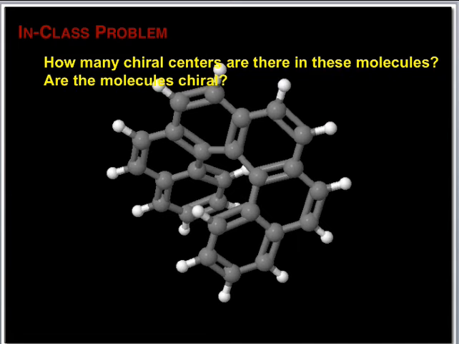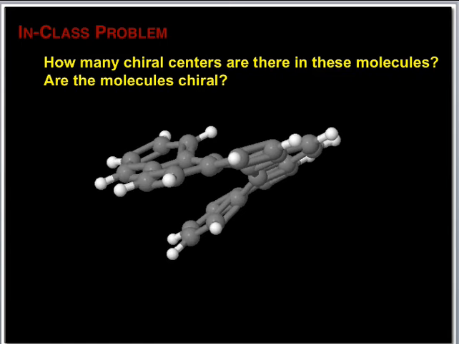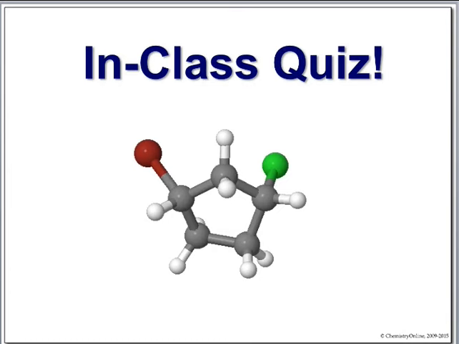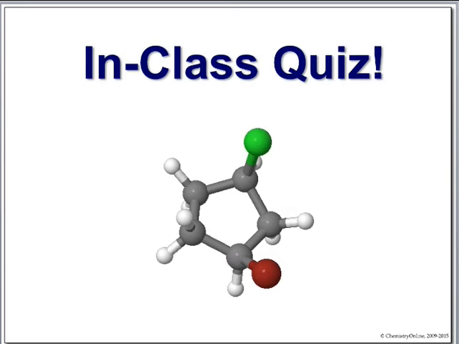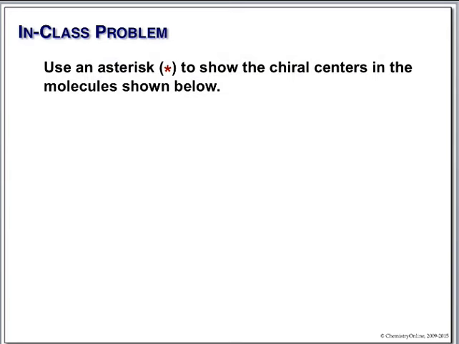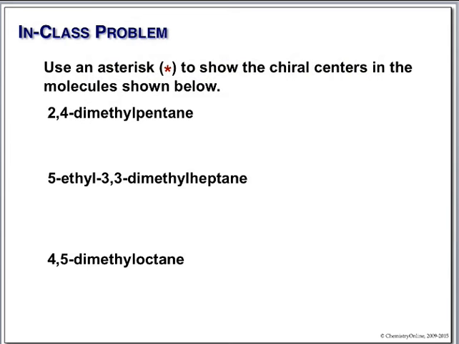All right, this is a lot. It is. Let's just do some quick practice problems. We'll call it a quiz, even though it's not really, but it will be. These are the kind of things that you might see on an exam or an online quiz. Go ahead and draw these molecules and use a little asterisk to indicate chiral centers. We're going to do these quickly because we're all tired.